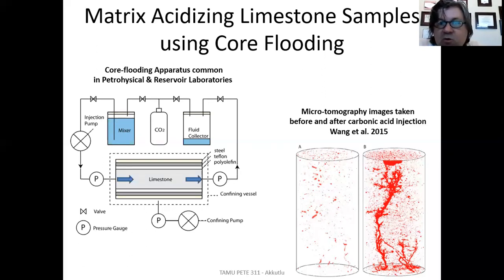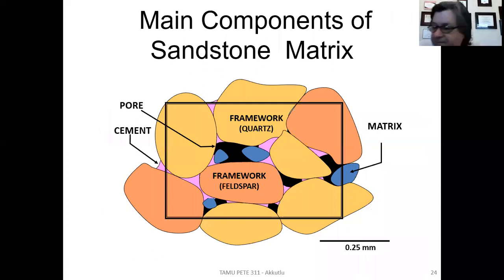So this is what we call a core flooding apparatus. We use it all the time in reservoir laboratories, petrophysics laboratories. You will, for sure, at least twice, see core flooding. In the laboratory, you are going to make measurements using core flooding. So here, the idea is to modify the existing pore structure of a limestone, which is poor, with low porosity and low connectivity. So we acid flush and create new features.